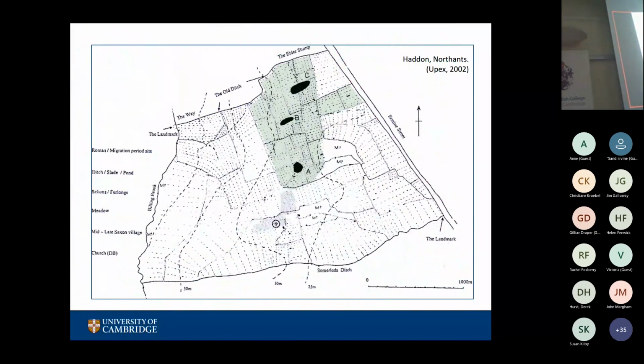But we start looking at the archaeology. This is Stephen Upex's diagram of an excavation that he did at Haddon in Northamptonshire. These black things are Romano-British and then early medieval settlements, 4th, 5th, 6th century settlements. And they're set inside a field system, which Stephen says was collectively farmed. So it's a shared field system. If it's a shared field system, it must have a boundary to keep the animals out, you must have rights of access, and you must have redress against damage. It's a narrow open field system.